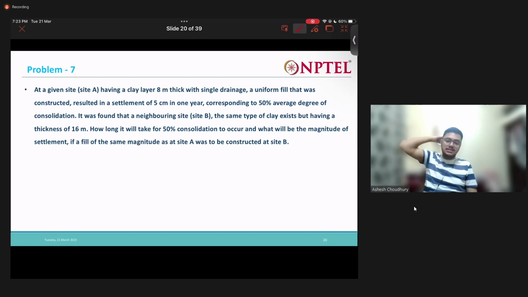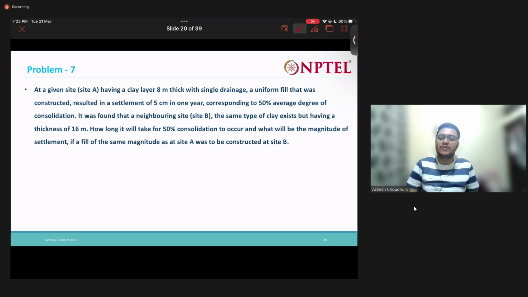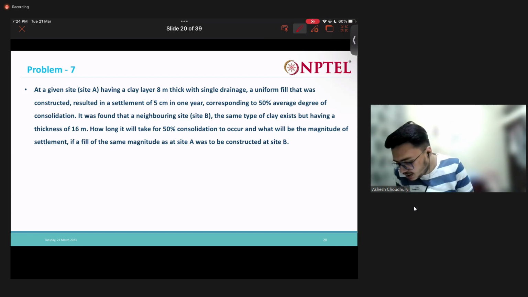It was found that at a neighboring site B, the same type of clay exists, but with a different thickness. How long will it take for 50% consolidation to occur, and what will be the magnitude of settlement if the fill is of the same magnitude? For site A we have some known parameters, and for site B there is an unknown parameter. The soil is the same in both sites, so we can determine the Cv value first.